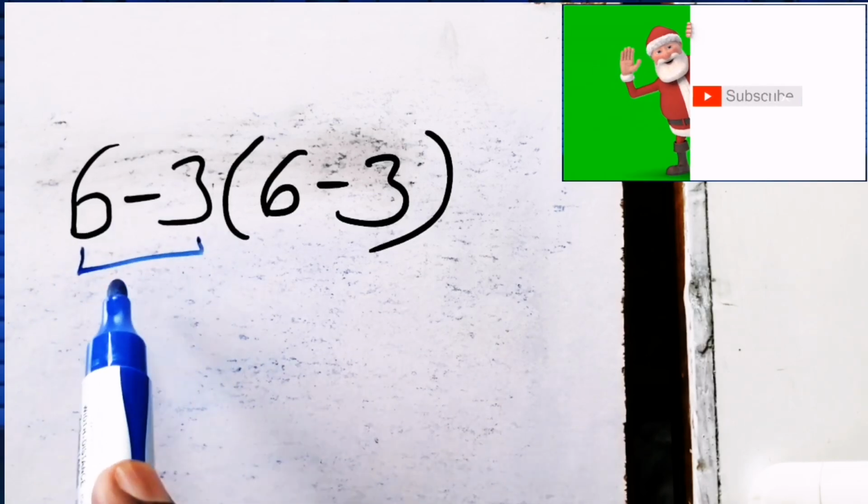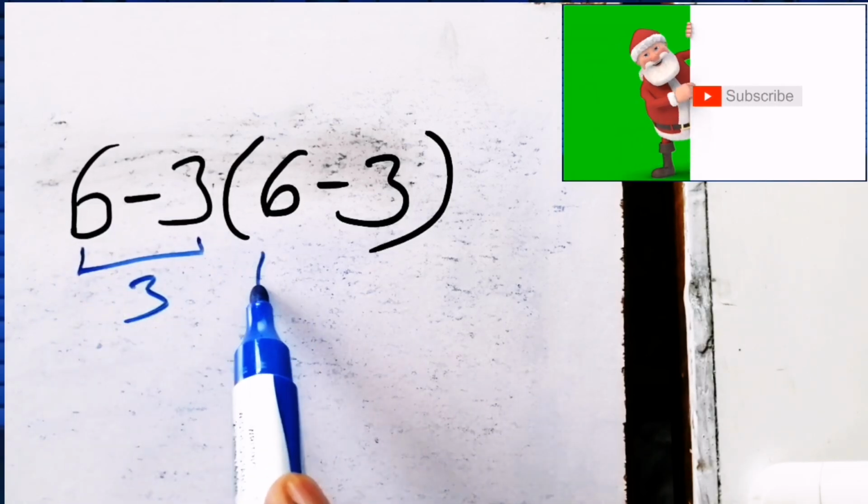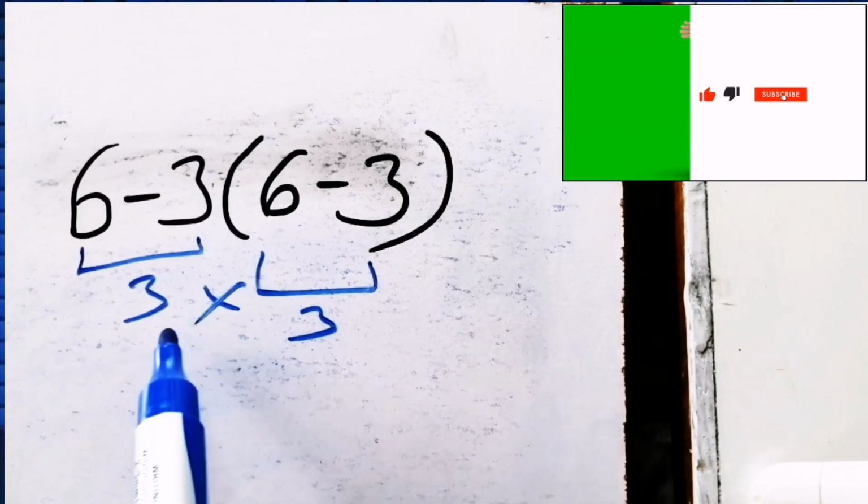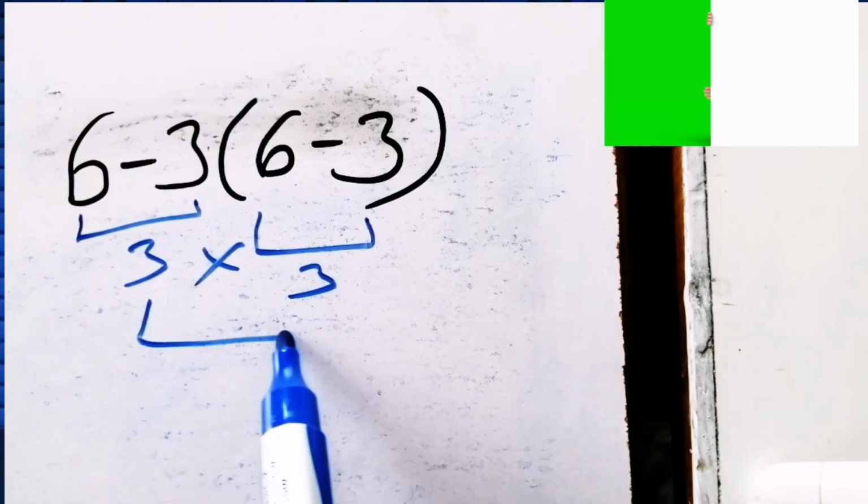6 minus 3 which equals 3. Here is also in the parenthesis 6 minus 3 which equals 3. Then 3 times 3 which equals 9.